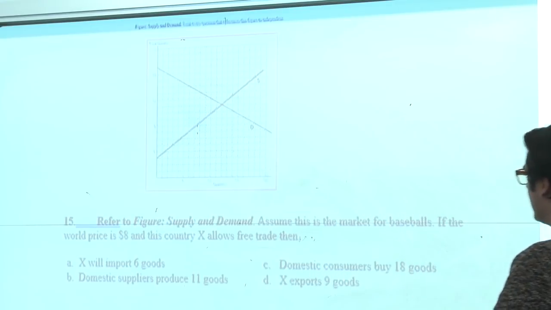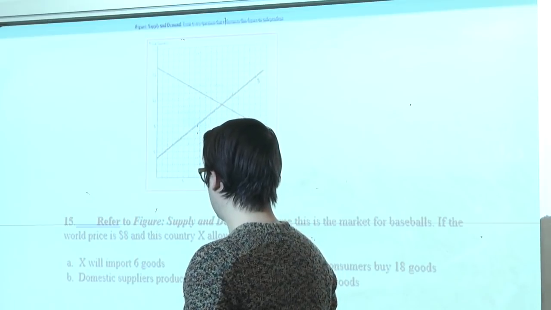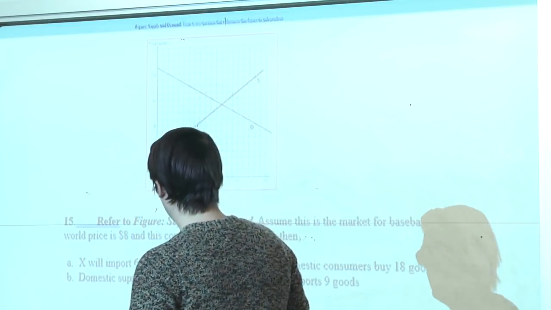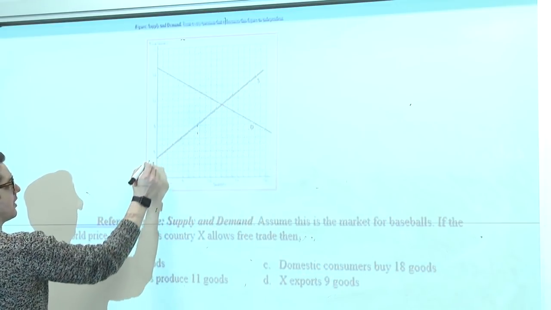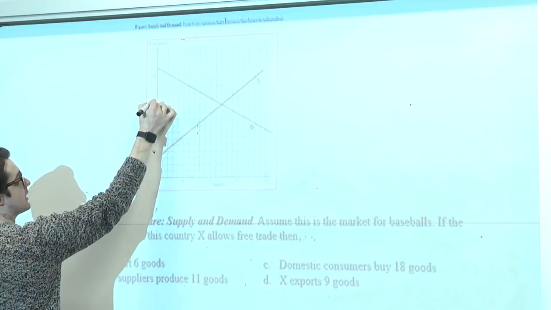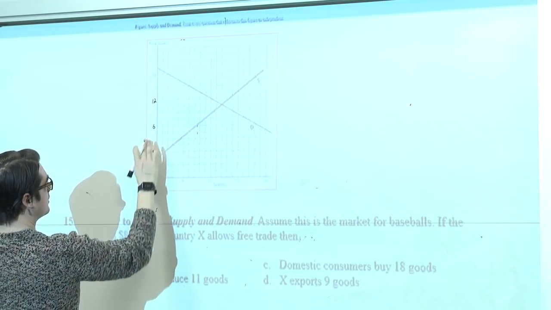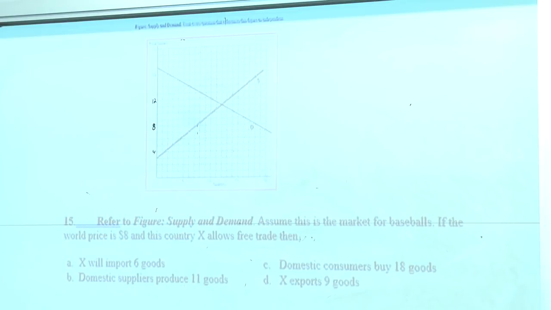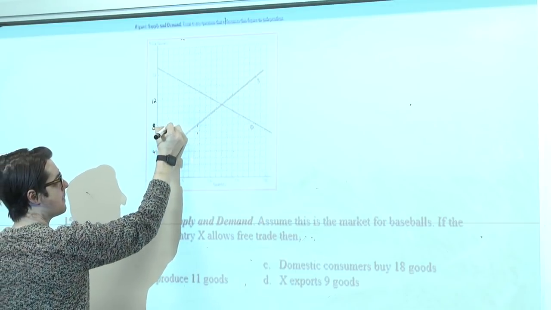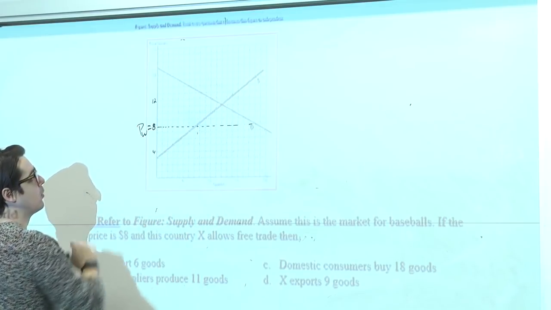Question 15. Assume this is a market for baseballs. If the world price is $8, this country X allows free trade, then which of these things will be true? Okay, so to start, it's kind of hard to see. This is 4, 6, 12, I think. No, it's an 8. There we go. Okay, so to start, I'm just going to put in the world price. P world equals 8.